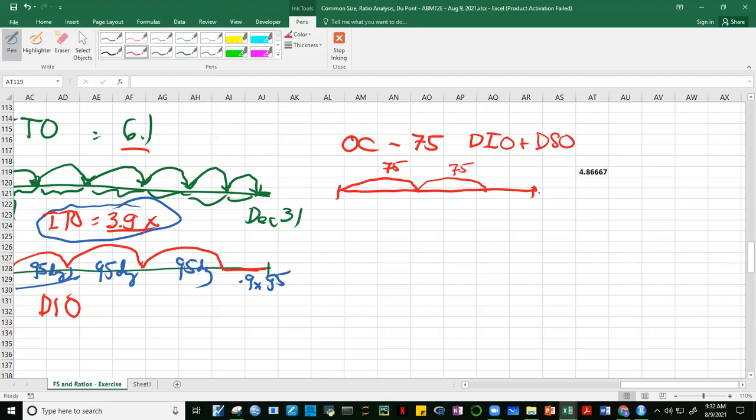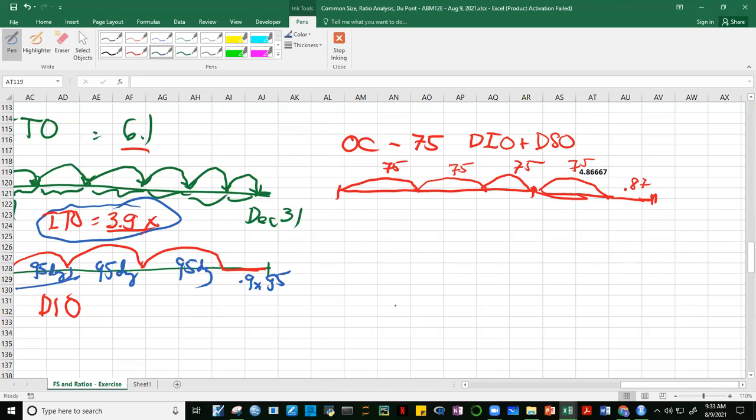Let me increase this a bit. Sorry about that. Another 75. Another 75. And some 0.86, around 0.87 times. So that's 4.87 times a year. That's your operating cycle, because 75 times 4.86 is 365 days, all in all. So that's how fast the competitor is able to perform the operating cycle, the cash to cash cycle.